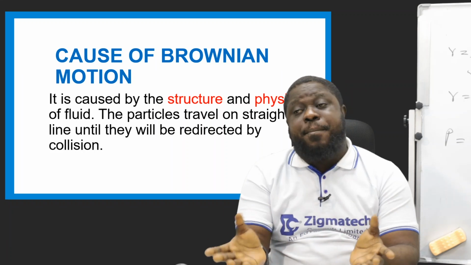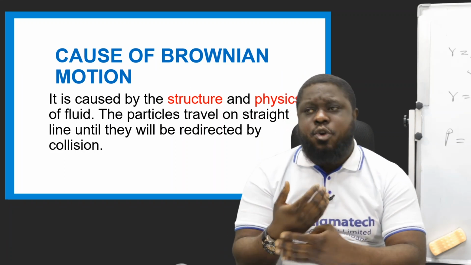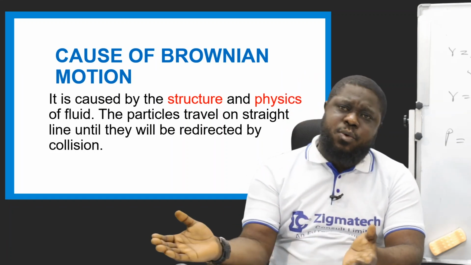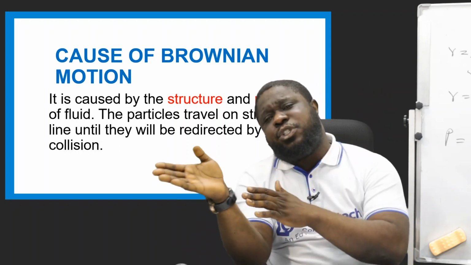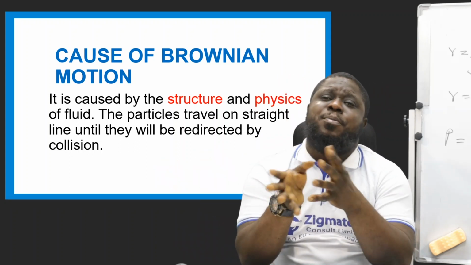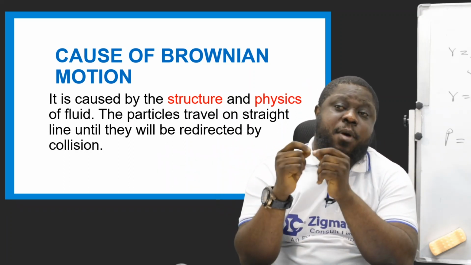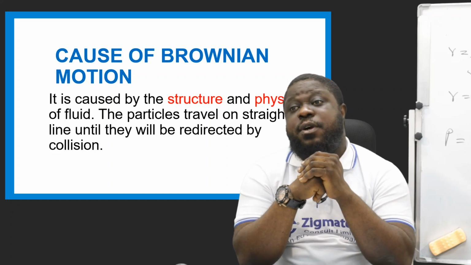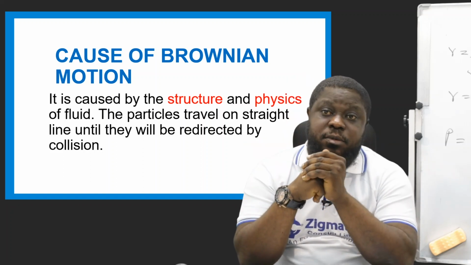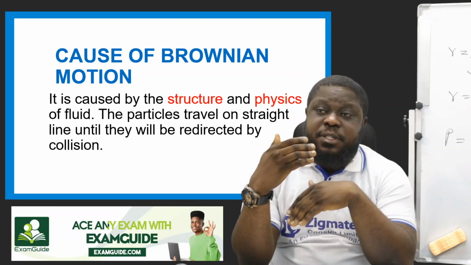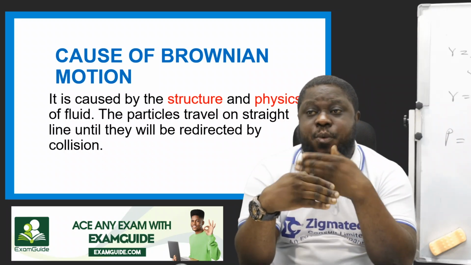Like I said, if all of you are men in the room, and I said you should run, you run on a straight line. As you're running, another person will hit you. As the person hits you, you will shift to another place. In essence, your movement will be directed because of that collision. Now, it is caused by the structure of molecules and the physics of fluid. Physics of fluid simply talks about the miracle of fluid. Okay? The physics of fluid, the natural way.